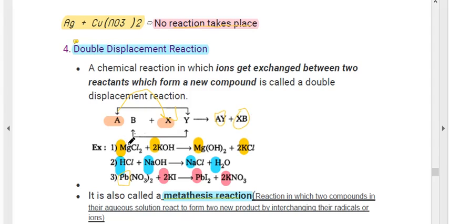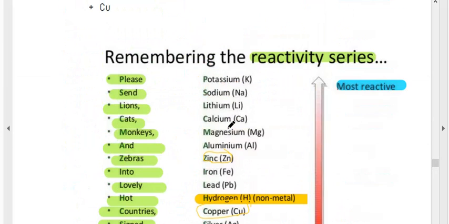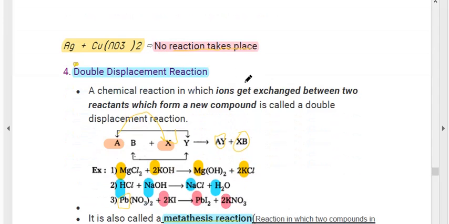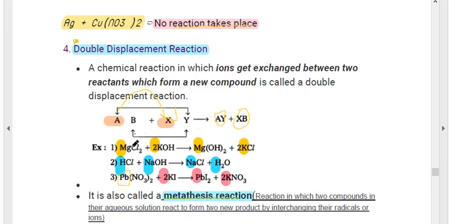In this also you can see magnesium displaced potassium and potassium displaced magnesium. Why? See, potassium is more reactive than magnesium. So first potassium displaces magnesium because of the strong radical. This is more reactive, so it will try to join with the stronger radical. So KCl is formed here.